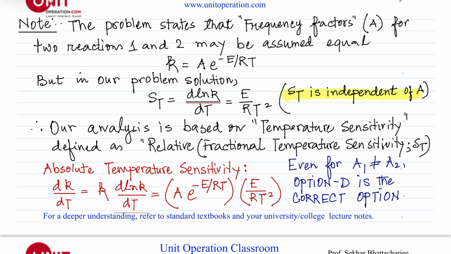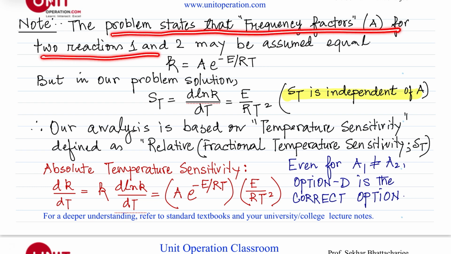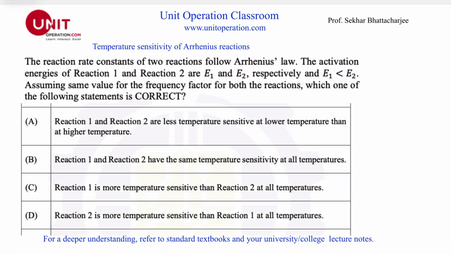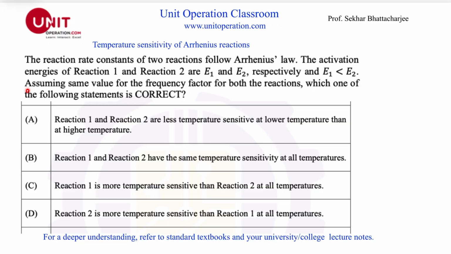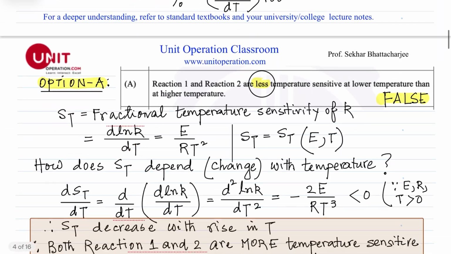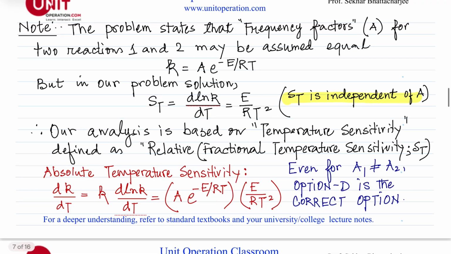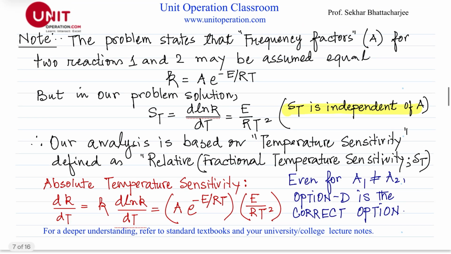Another note: the problem states that the frequency factor A for the two reactions 1 and 2 may be assumed equal. So if we look at the problem statement here, it says that we can assume the same value for the frequency factor for both the reactions. Now, we have not really considered the frequency factor in our entire arguments. So let's see what difference it makes.